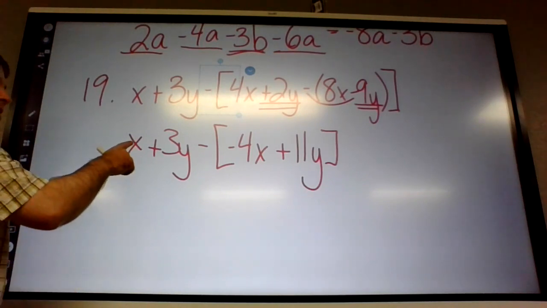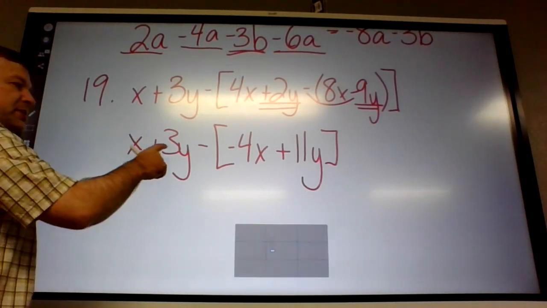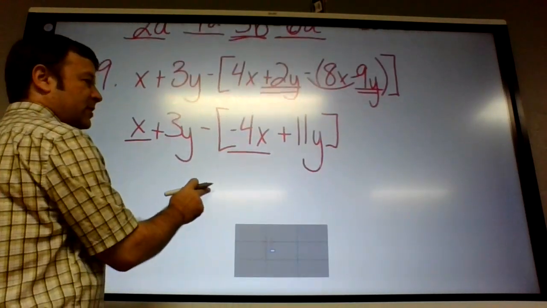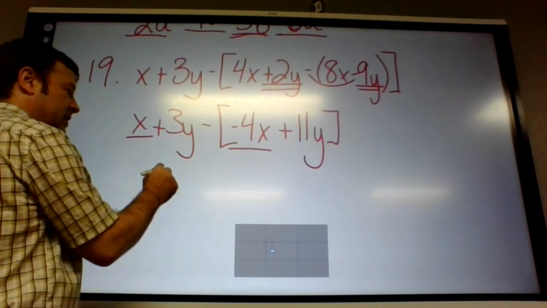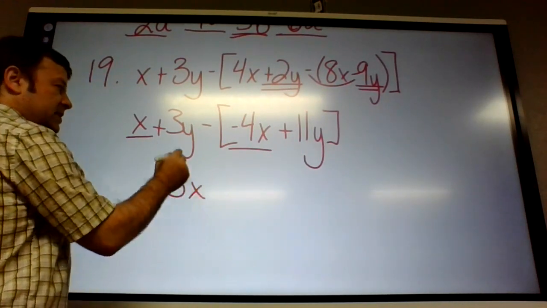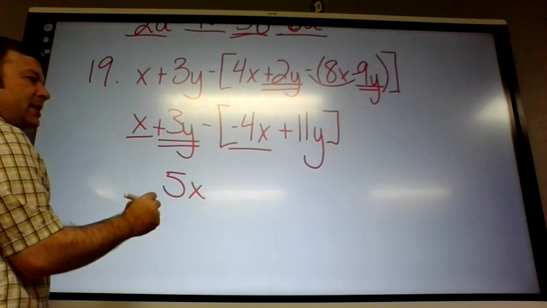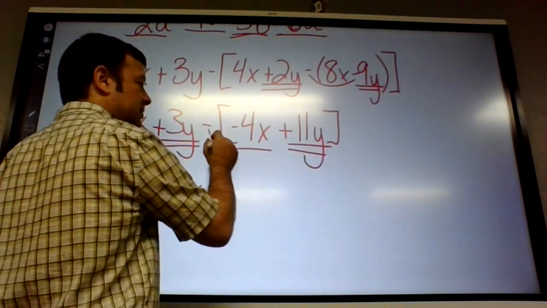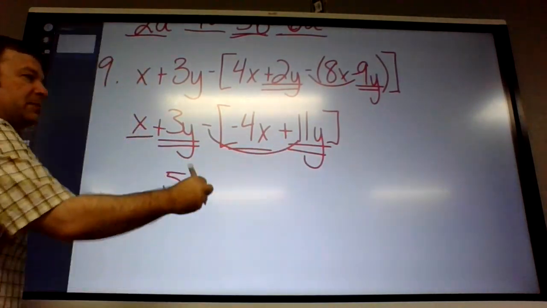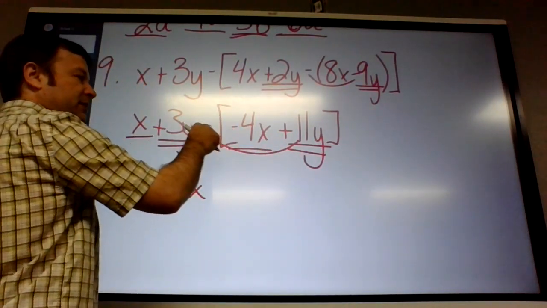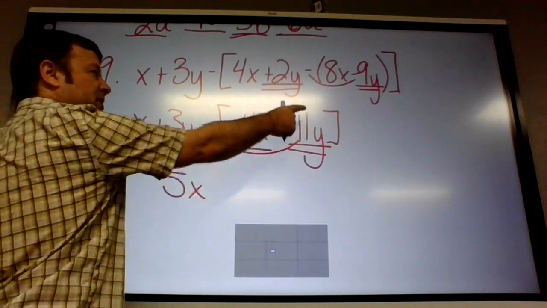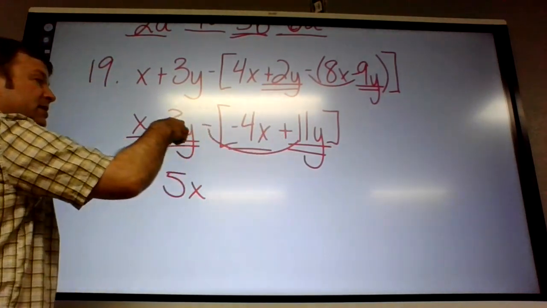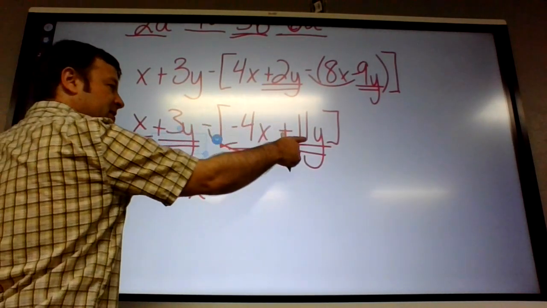Now, we've got x, and then what else? A plus 4x, right? Because minus minus, so that is 5x. And we have a plus 3y and a what? Oh, minus. Brackets are just like parentheses, so you have to subtract everything in there, just like we had to subtract both those things. So that's actually a minus 11y. So 3y minus 11y.